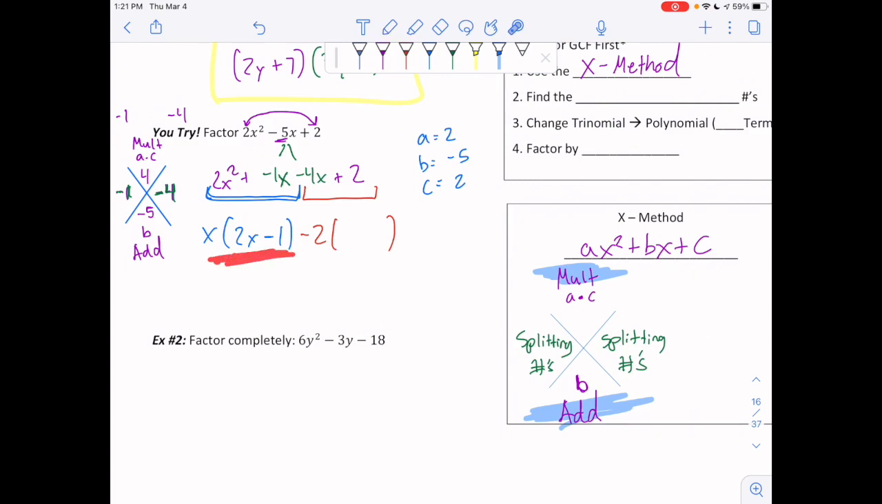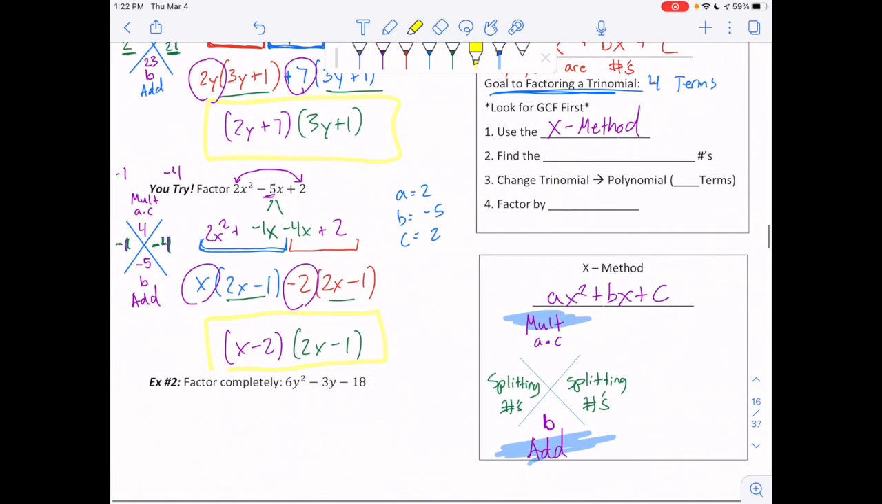And again, spoiler alert. If this is 2x minus 1, over here should be 2x minus 1. -4 divided by -2 is 2. Leave the x. 2 divided by -2 is -1. Easy money. 2x minus 1. And then x minus 2 here. That's your final answer. Okay, boom. Awesome.